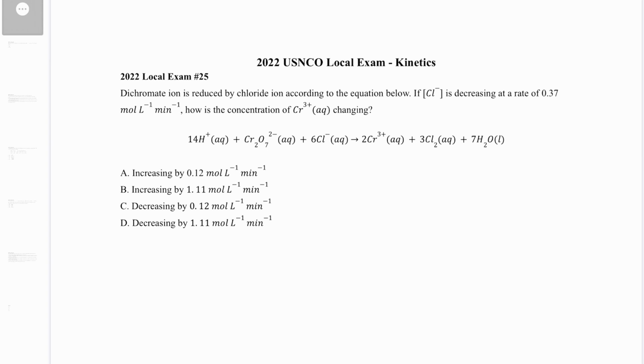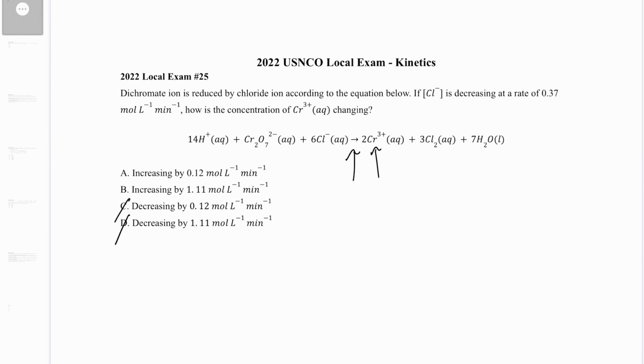Dichromate ion is reduced by chloride ion according to the equation below. If the chloride ion concentration is decreasing at a rate of 0.37 moles per liter per minute, how is the concentration of chromium changing? So we're given a chemical reaction here. And the first thing we should do is determine whether or not chromium is increasing or decreasing. Chromium is a product. It's right here. So that means it's going to be increasing. So we can get rid of C and D.